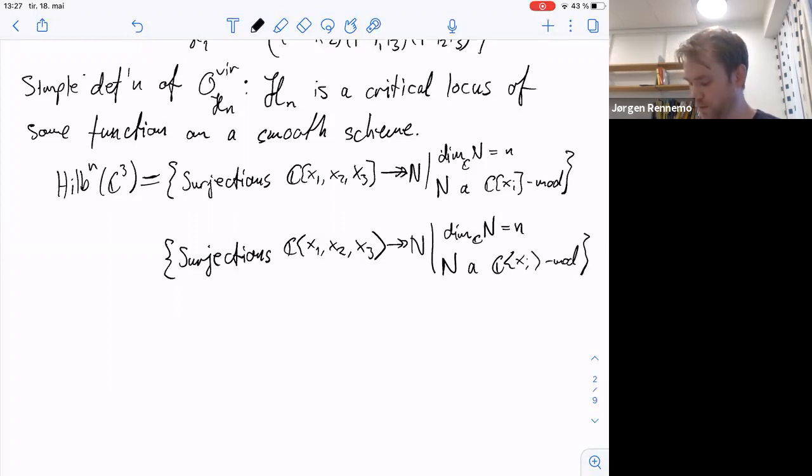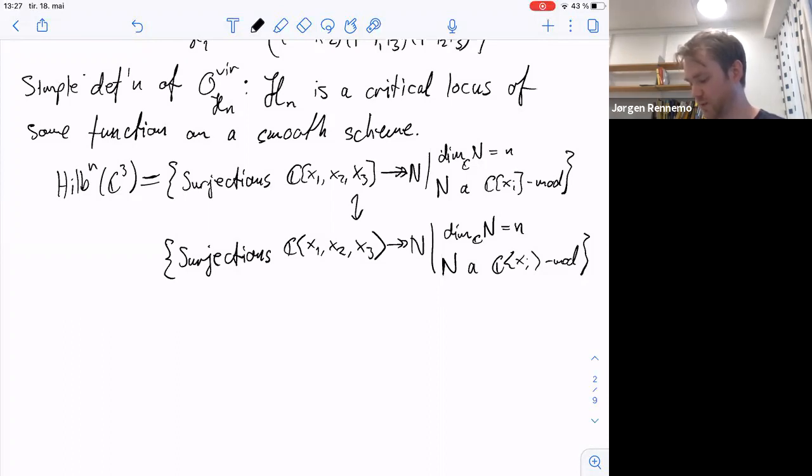Module over this ring of polynomials in non-commuting variables xi. One has to be slightly careful about how one defines this: when are two surjections considered equal? But I hope it's plausible that if you set this up correctly, there's an inclusion here.